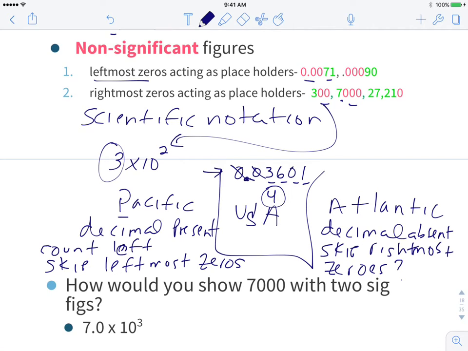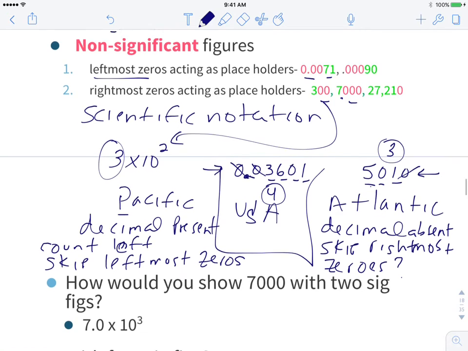If I had a number with a decimal absent, I'd have like 5,010. So if I start counting from the right now, I skip the rightmost zero. That's a placeholder. 1, 2, 3. This would have 3 significant figures.